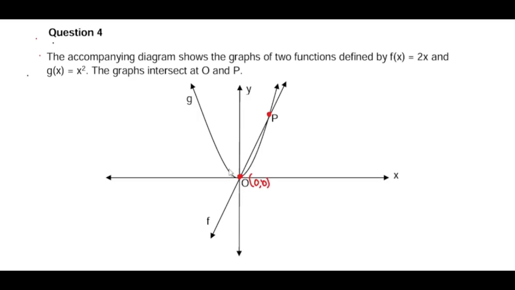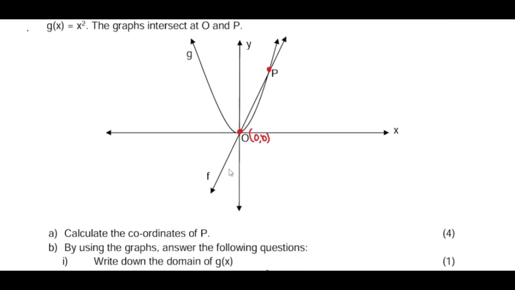So let's see what we have on the questions. Calculate the coordinates of P. What is the coordinates of P? The point of intersection, where the two graphs meet. To calculate the point of intersection, you need to take the two equations and equate them. So to find the point of intersection, we need g(x) to be equal to f(x).